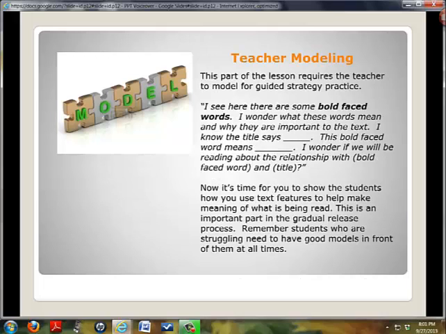Next, you will model as the teacher. "I see here there are some bold-faced words. I wonder what these words mean and why they are important to the text." Continue using this modeling strategy, and then show the students how you use the text features to help make meaning of what is being read. This is a key part in the gradual release process. Remember, students who are struggling need to have good models in front of them at all times.